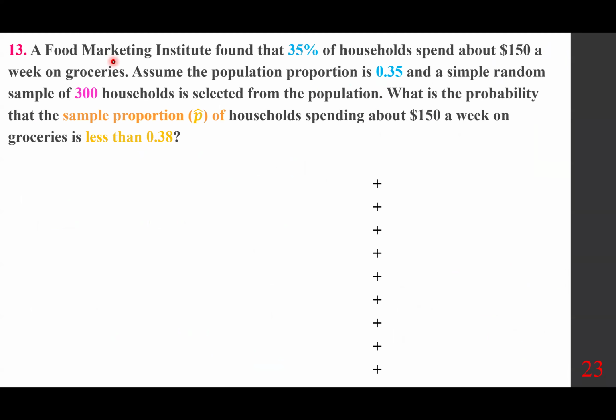A food marketing institute found that 35% of households spend about $150 a week on groceries. Assume the population proportion is 0.35 and a simple random sample of 300 households is selected from the population. What is the probability that the sample proportion p hat of households spending about $150 a week on groceries is less than 0.38?